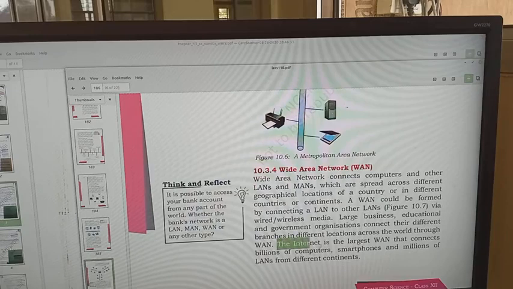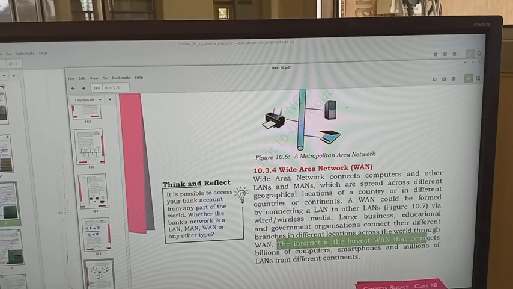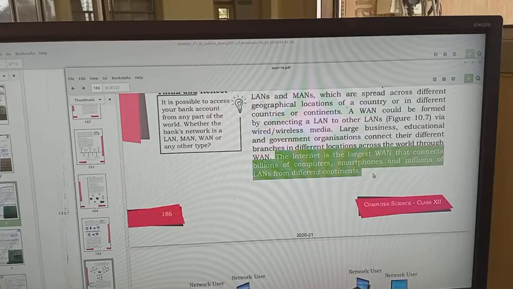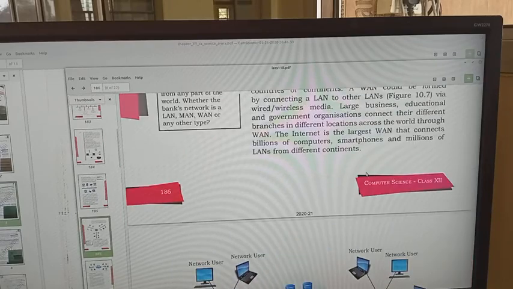Look at that. This is an important point. The internet is the largest one that connects millions of computers, smartphones, and millions of LANs from different states, means not different countries.